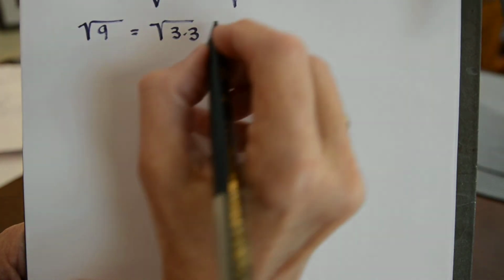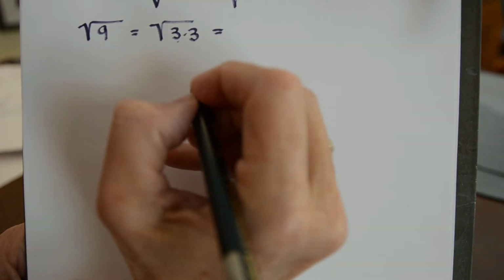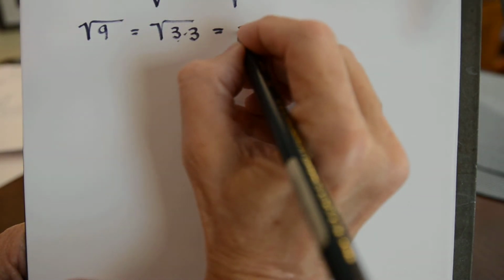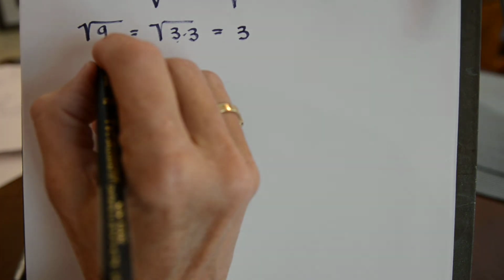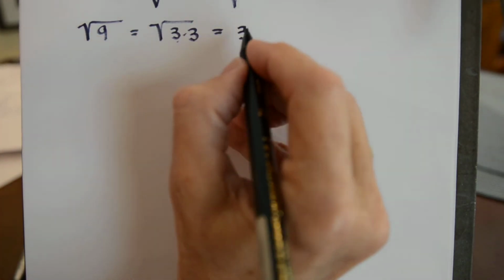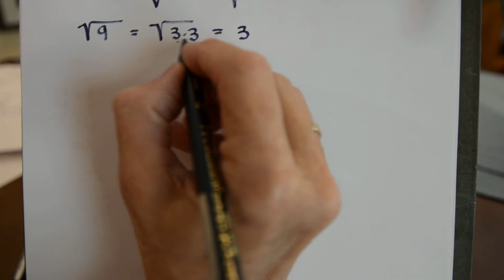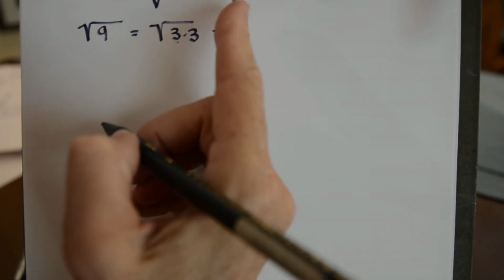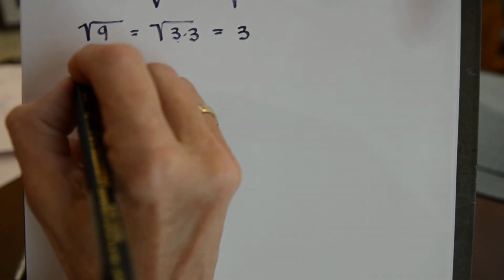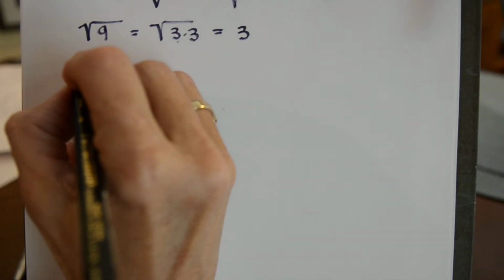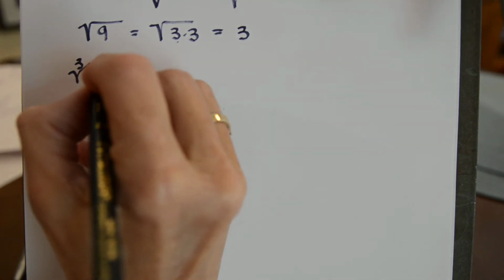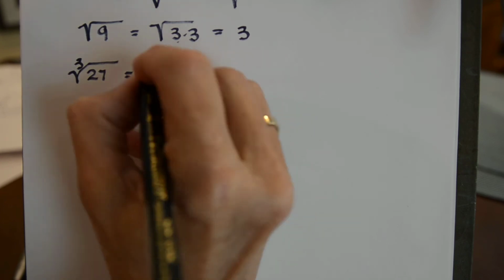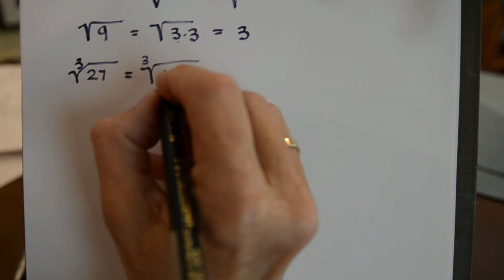And if I find that I have 2 of exactly the same thing, and nothing else, then I have found the square root. So the square root of a number is a single number multiplied times itself that gives you the original number. The cube root of a number is the same type of thing, only when you get your prime parts, you have to have 3 of the same thing.